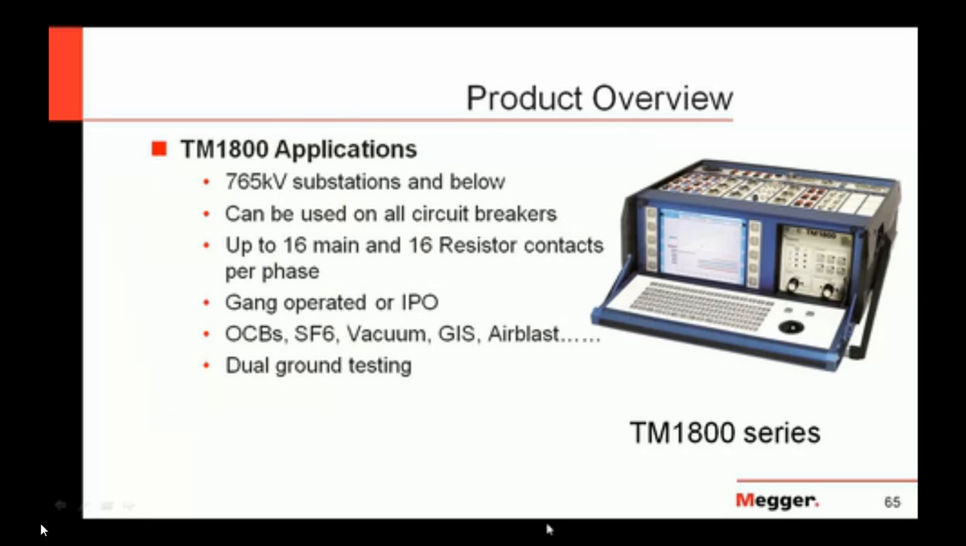And then moving on, we have our top of the line, which is the TM1800 series, which is a fully configurable design. This can test any breaker out there if you configure it right. We can do up to 16 mains, 16 resistor contacts, gang operated, IPO, oil, SF6 gas, GIS, air blast, dual ground testing. This thing, I've tested up to 765 kV myself with this, and no problem.